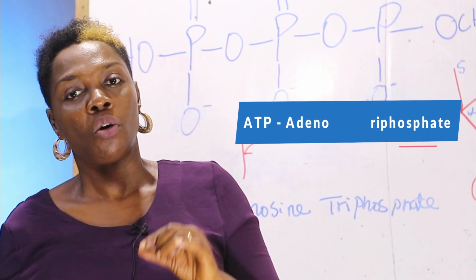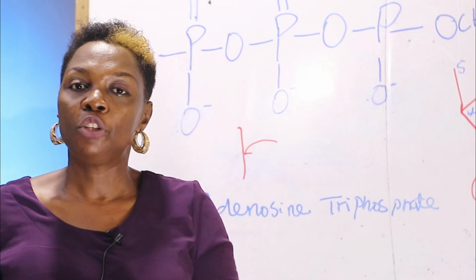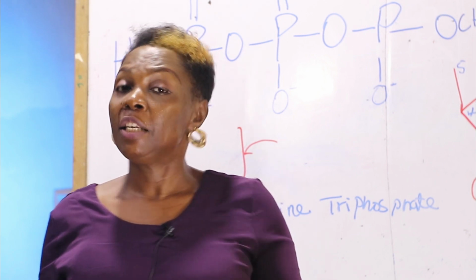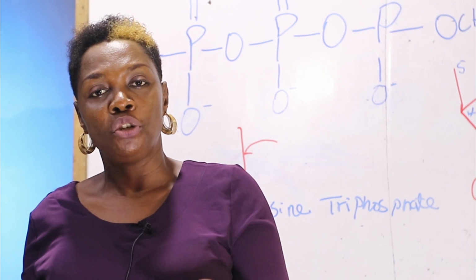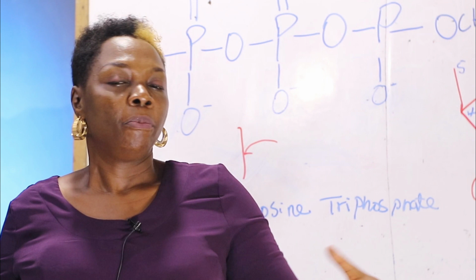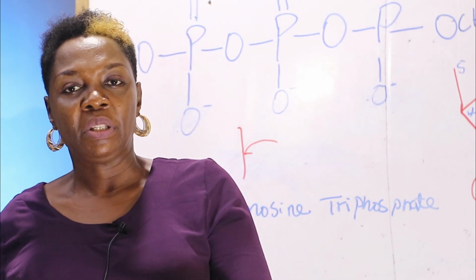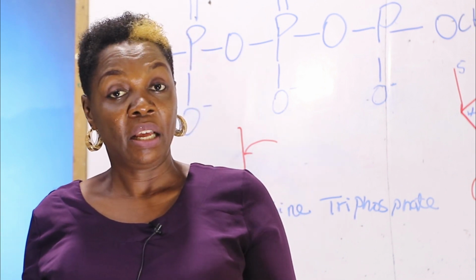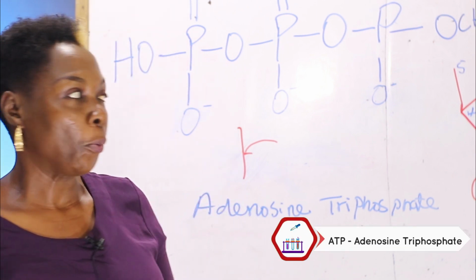ATP is the major energy currency of the cell. There are other energy currencies, but what happens is that they need to be converted to ATP before the cells can use them. ATP can also be used for cellular signaling. ATP can also be used to reduce hypertension. What it does is that it dilates the blood vessels and reduces hypertension. ATP can also be used for the synthesis of DNA, for the synthesis of RNA. So let's look at this important molecule.